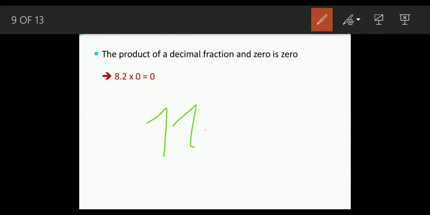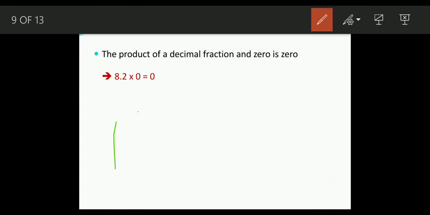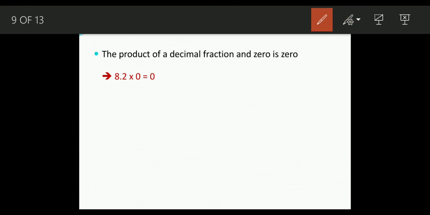Okay, 77.9 into 0 is 0. Okay, and 107.68, 111 into 768 into 0 gives you 0. It doesn't matter how big the decimal number is. If you multiply with 0, your answer will be 0. So keep that in your mind.